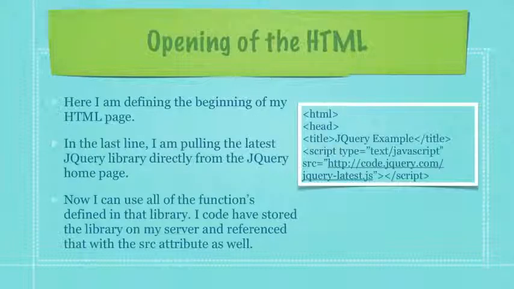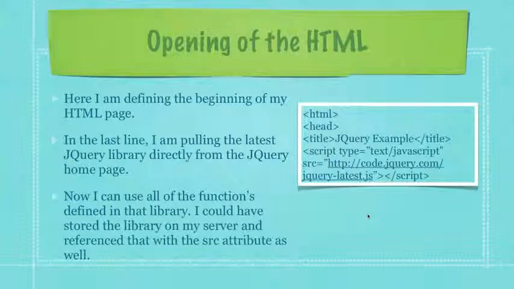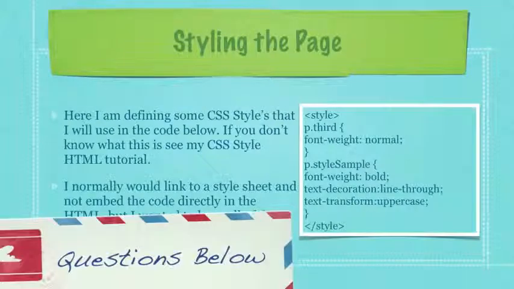Here I'm defining the beginning of my HTML page. In the last line I'm pulling the latest jQuery library directly from the jQuery homepage. Now I can use all the functions defined in that library. I could have stored the library on my server and referenced it that way also, using the src attribute as well. Here I'm defining some CSS styles that I'll use in the code below.